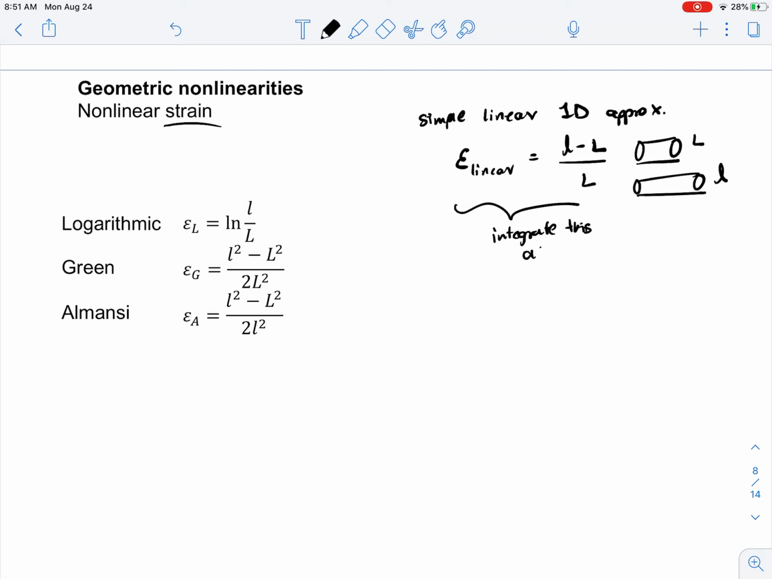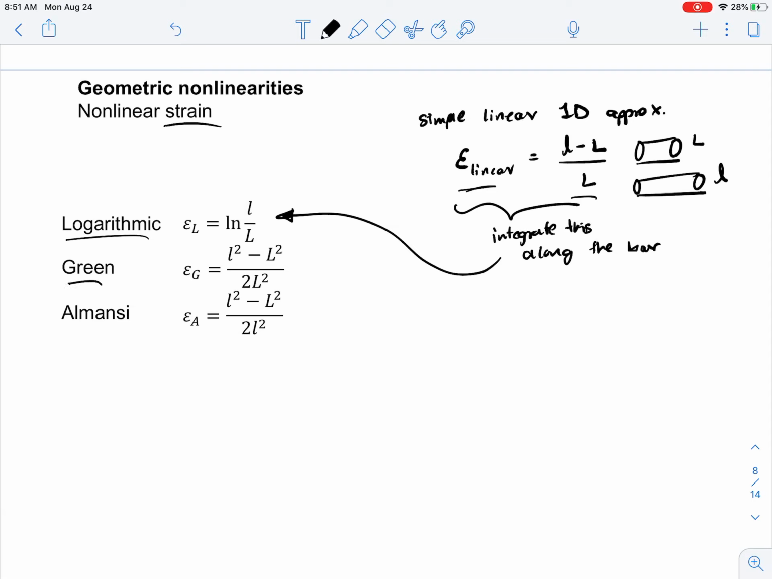But in reality, if you want to rather integrate this along the bar, so if you integrate this for very small pieces of the bar, and you integrate every little bit of this strain, then you end up with this logarithmic strain. So that's how you end up with this guy. It's basically just the integral of this guy over some bar.